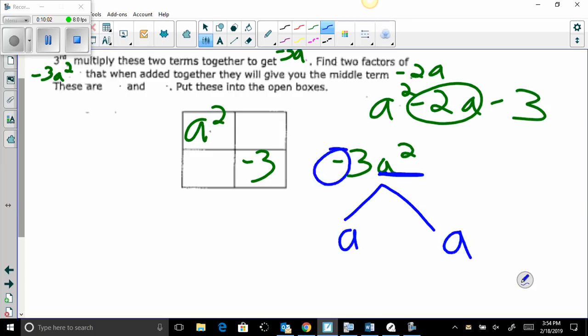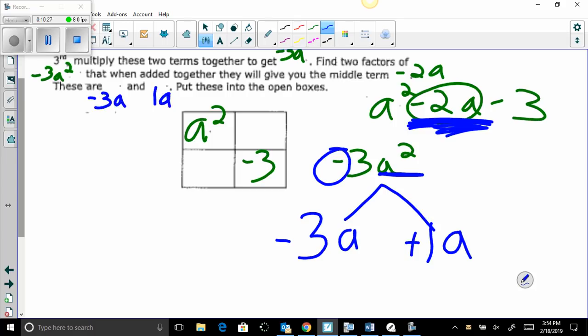If they multiply to give me a negative, the signs get one of each. Well, the only factors of 3 are 3 and 1, so which one would have the negative sign if I want them to add to give me negative 2a? Very good, the 3 would be negative. These multiply to give me negative 3a squared, and they add to give me the middle term, which is negative 2a. So the factors are negative 3a and 1a.